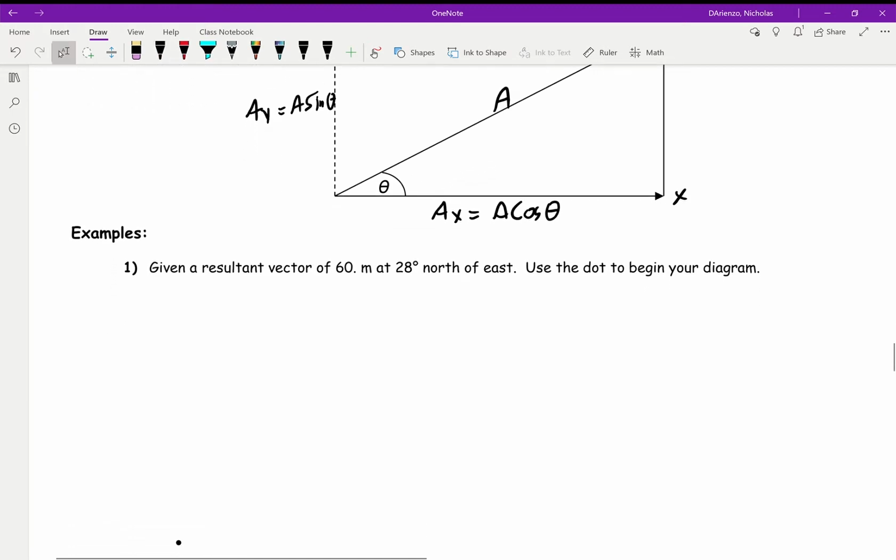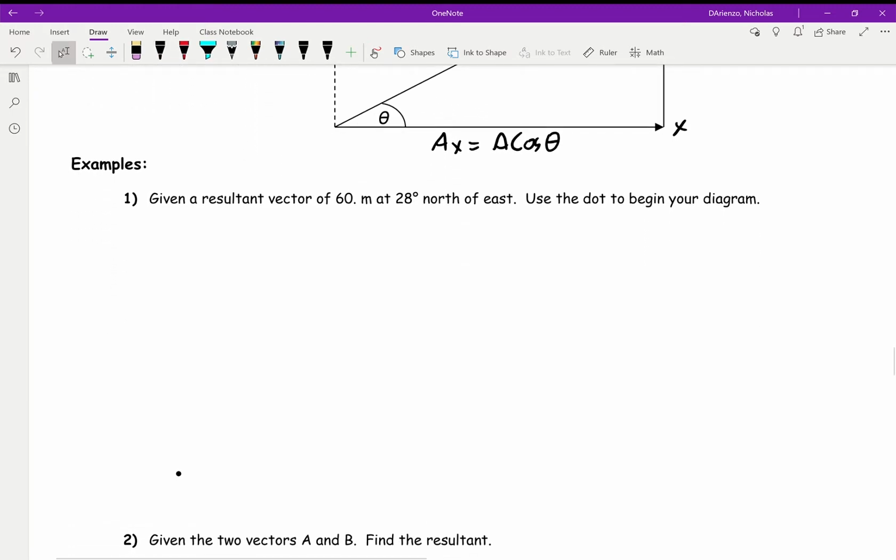I'm going to do an example here. Given a resultant vector of 60 meters at 28 degrees north of east, use the dot to begin your diagram. That's missing some things there. We're going to resolve this into its component parts. So the first thing that we're going to want to do is construct the horizontal axes, and that should be horizontal.